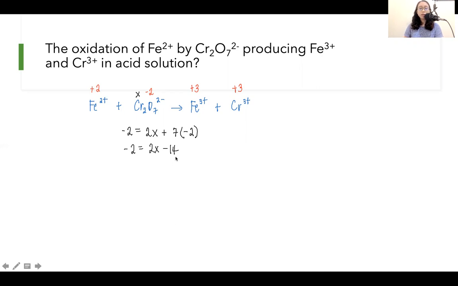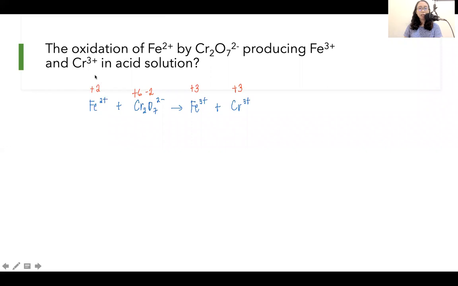If we solve for the value of X, we will get +6, and this is the oxidation number of chromium in dichromate. So now that we have the oxidation numbers of all elements in all compounds, we can now look at which had an increase in its oxidation number and which had a decrease in its oxidation number.